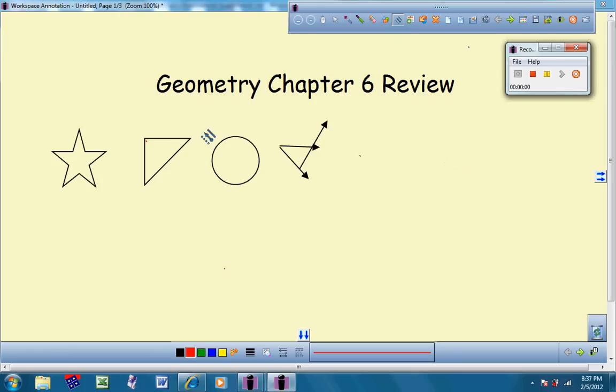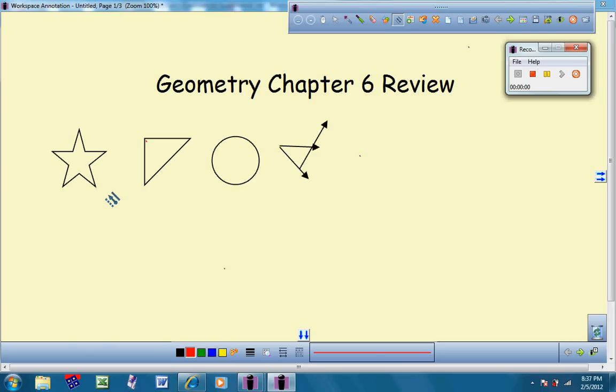Chapter 6, Geometry Review, Part 1. Let's decide whether each of our four figures that are shown on the screen are represented as polygons or not. Remember, a polygon is a plane figure that meets the following conditions.